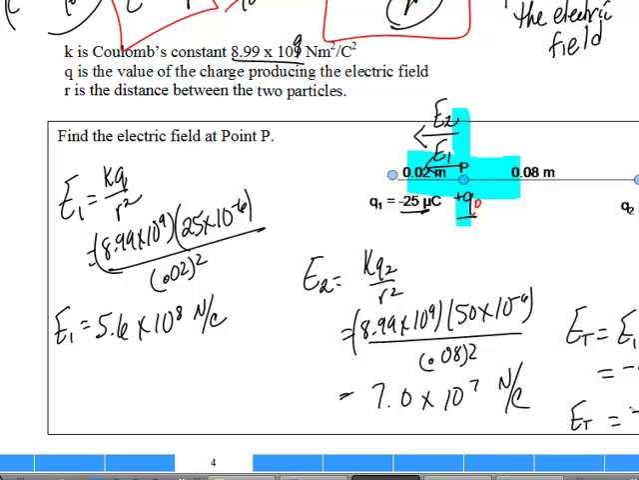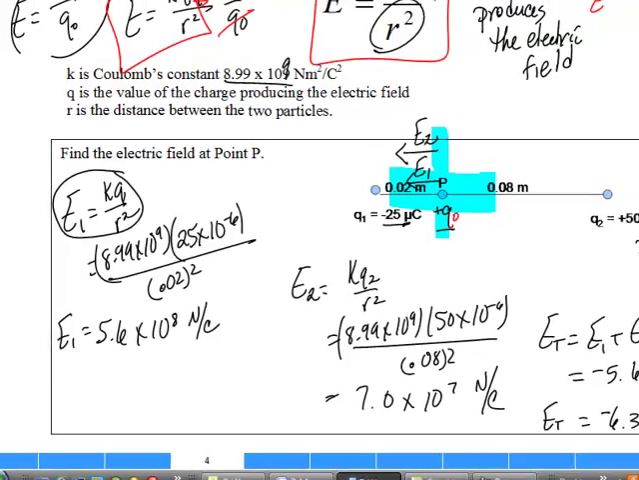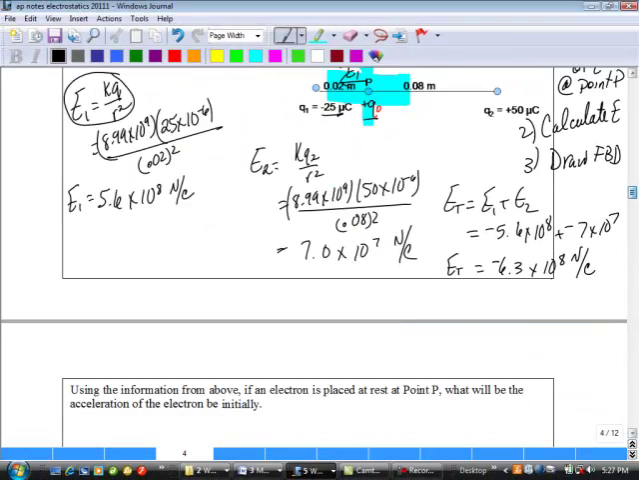What we're just doing is exactly what we did with the electric force. The only difference is with the electric field, my formula changes just a hair. But again, all of the steps are exactly the same. Plug it in and do this.